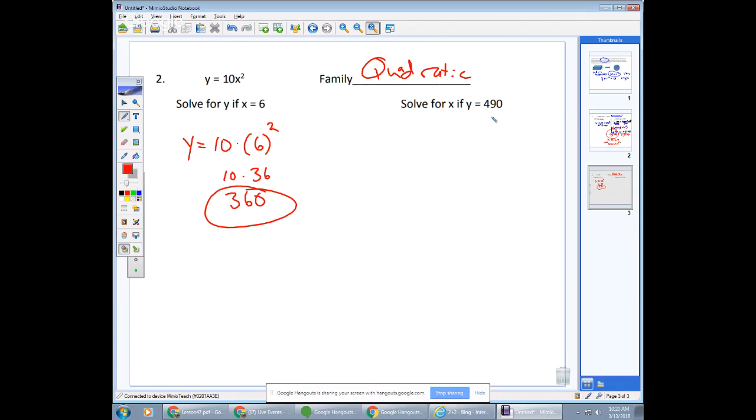Now here we want to know, what is x if y is 490? And so since 6 gave us 360, it's going to be something bigger than 6, right? So to solve that, I just write down y as 490 equals 10 x squared. And sometimes people like to write it backwards. If these guys are equal, it doesn't matter the order you write it in. You could say it's 10x squared equals 490. These two mean exactly the same thing, because equals doesn't matter whether you read it left or right. So I'm going to view it that way.